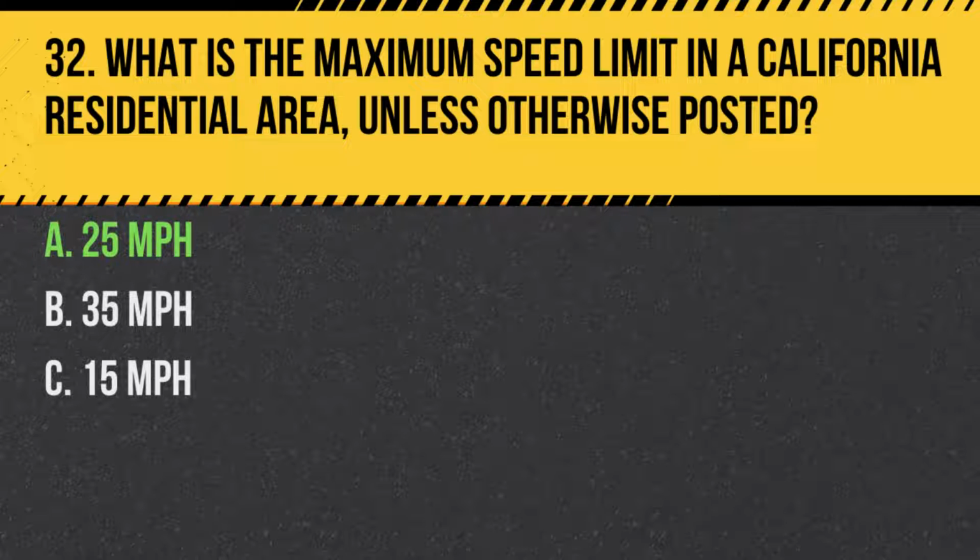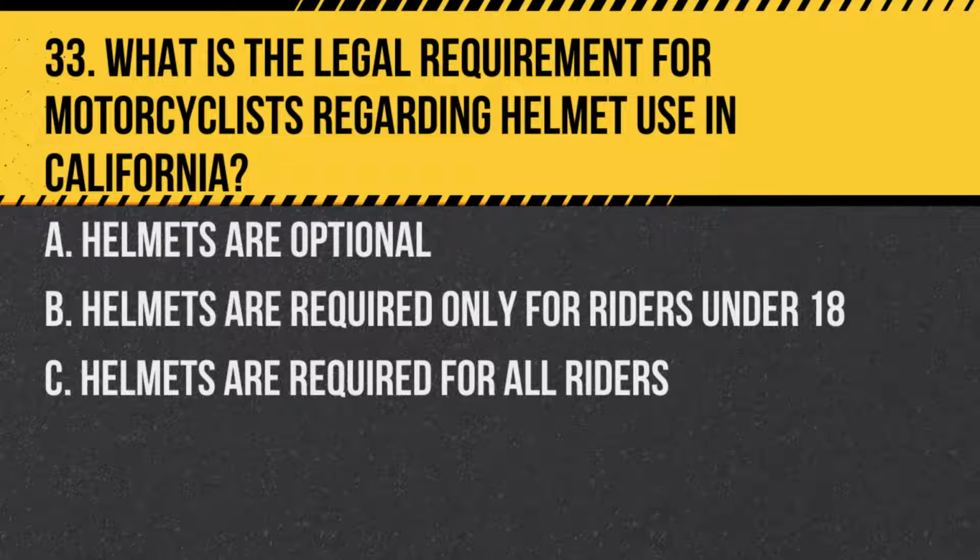Answer: A. 25 miles per hour. The standard speed limit in residential areas in California is 25 miles per hour unless otherwise posted. Question 33. What is the legal requirement for motorcyclists regarding helmet use in California?